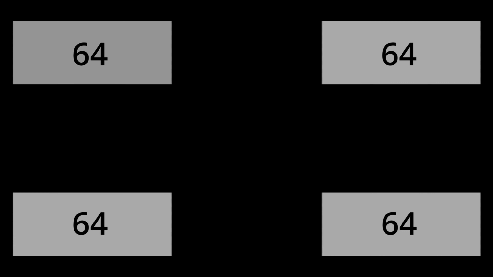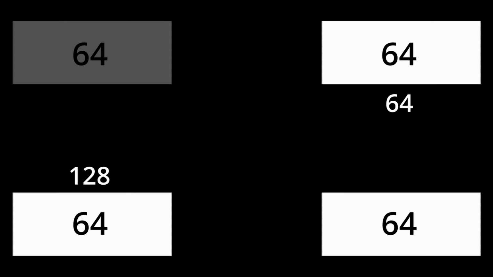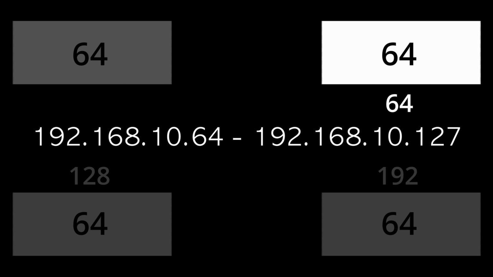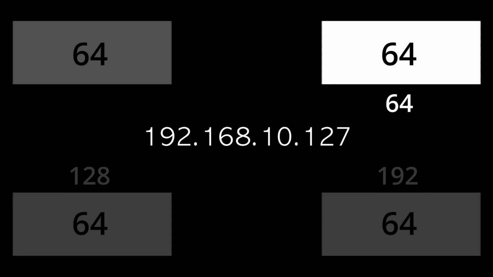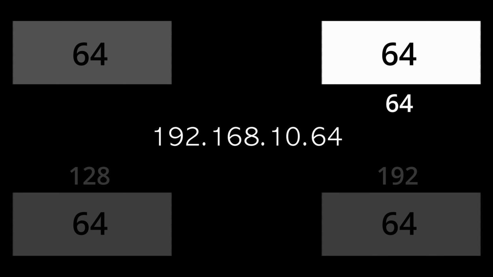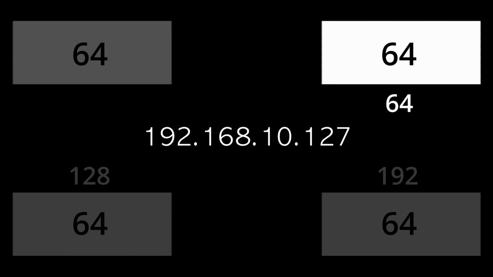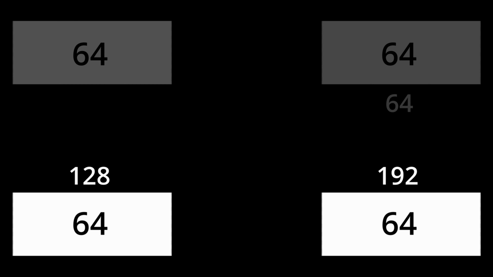We now have 3 other blocks, 64, 128, and 192. The next subnet is going to be 192.168.10.64 through 192.168.10.127. The network address will be 10.64 and the broadcast address will be 10.127. We +1 to the network address and -1 from the broadcast address. The first usable address will be 10.65 and the last usable address will be 10.126. And then we've got the final 2 subnets, 128 and 192. Let's just quickly do them.